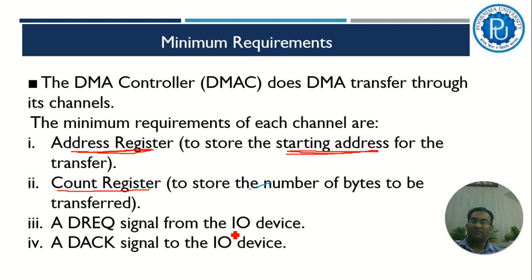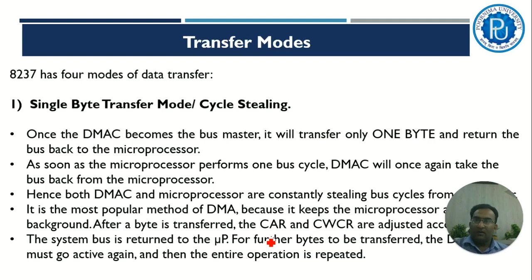Then a data request signal from the input and output devices. This must first of all be sent by the input and output device. After getting access to all the buses, the DMA controller sends an acknowledgement signal to the input and output device, which is called the data acknowledgement signal. Only then will the transfer take place. So these are the minimum requirements of the DMAC.